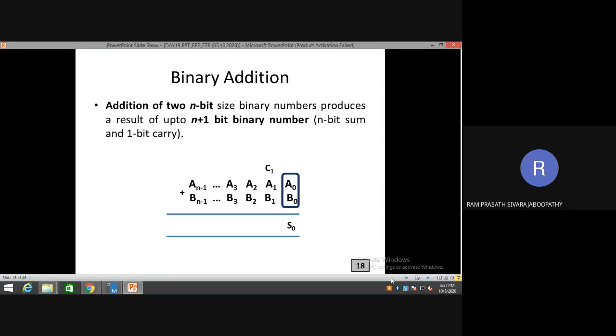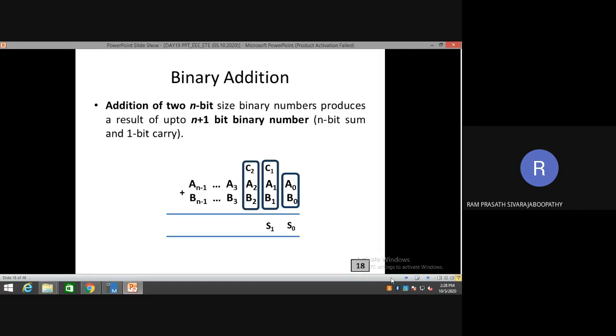Why do we have to use a full adder, Srigiri? Yes, 3 inputs. Did you understand the meaning of full adder? In a full adder, 2 inputs are bits from the 2 numbers and the third input is the carry from the previous addition. That's why we have 3 inputs, 3 one-bit inputs. So with the help of a full adder we can perform this addition. We get the sum as S1 and carry as C2.